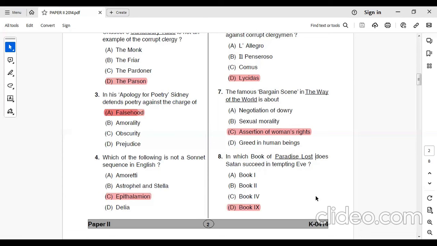Now another piece of extra information we have here is about Epithalamion. So what is Epithalamion? Epithalamion is an ode.